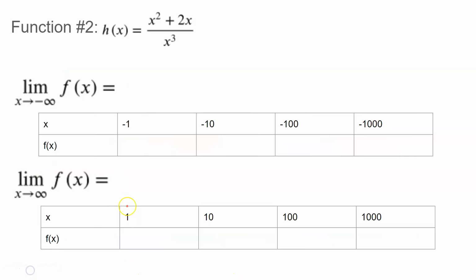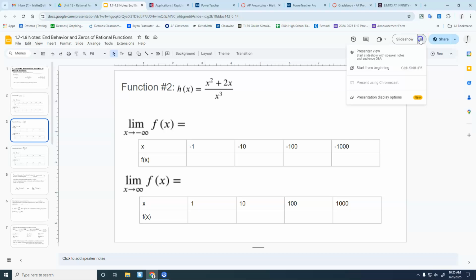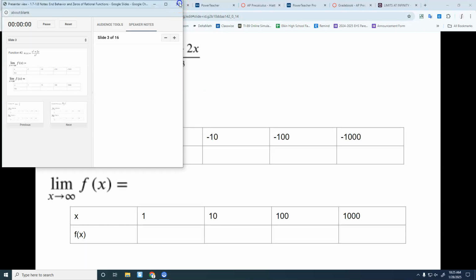So, moving on, here is one that is a little bit more complicated. And because this one is a little bit more complicated, I'm going to go out of the slideshow so that we can, let me do the presenter view.